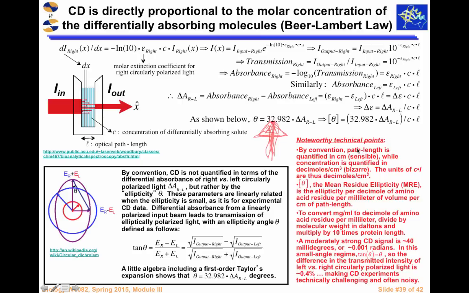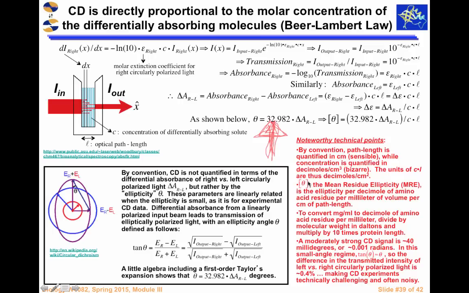But when CD spectra are published, path length is quantified in terms of centimeters, sensible, and concentration in terms of decimole per mil, which is totally bizarre. So the units of CL in this Beer-Lambert law for CD are decimole per mil. And I don't even care if you remember what that is, but I want you to remember it's bizarre. There's no good reason for it. It's a convention that should have been killed off, but is not, and I doubt it will be anytime soon. So if you publish CD data, you'll have to know it.